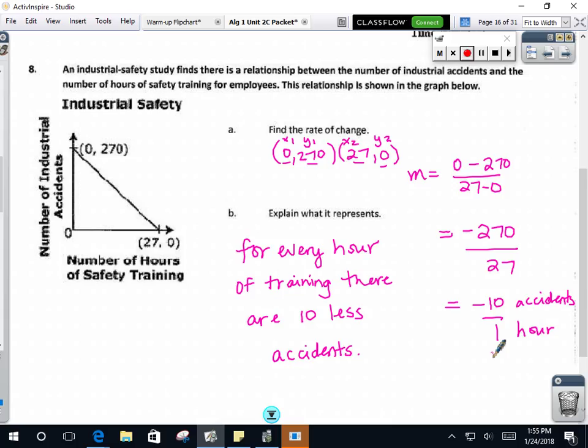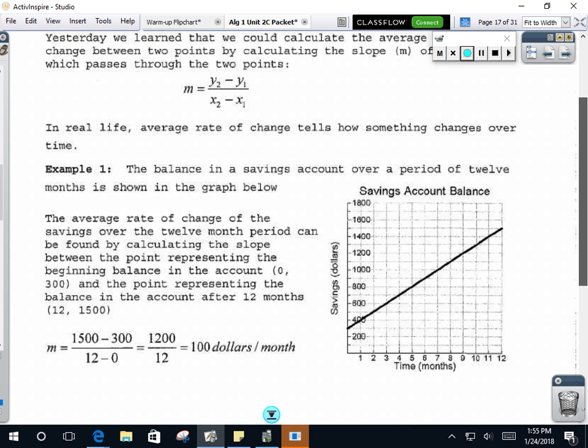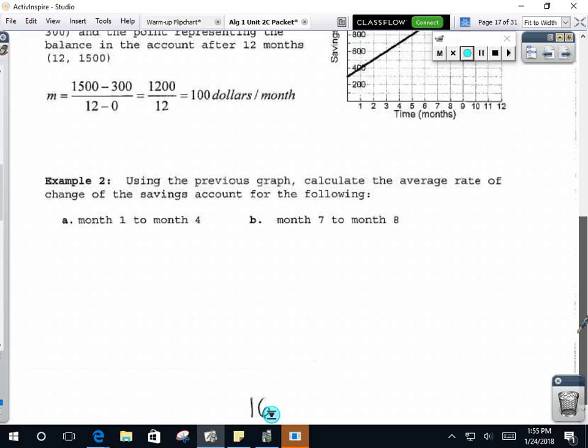Yeah. Okay, now go to page 16. We're almost done. All right, go all the way down to the bottom.